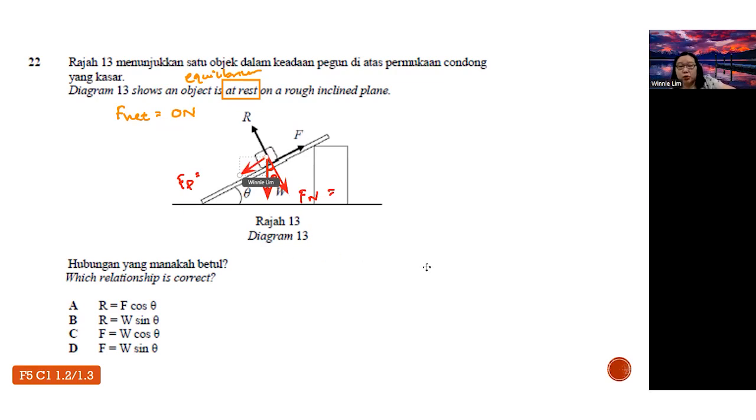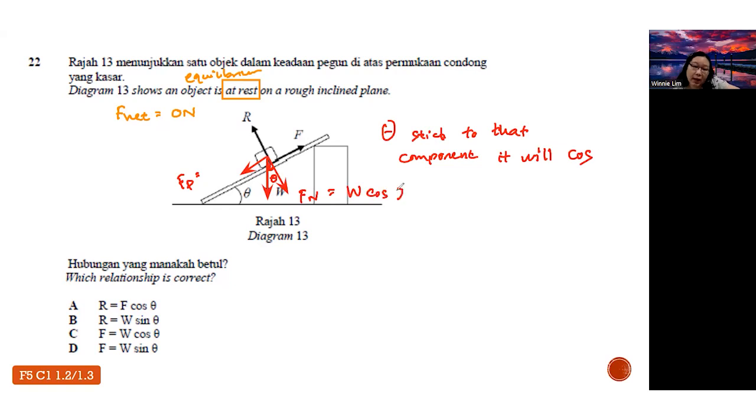So I always tell students, if the angle theta sticks to that component, it will be cos. The other one that does not stick, that means theta is not touching. You see this angle now is touching Fn, so that's why this is W cos theta. Then the one automatically not touching will be W sine theta.